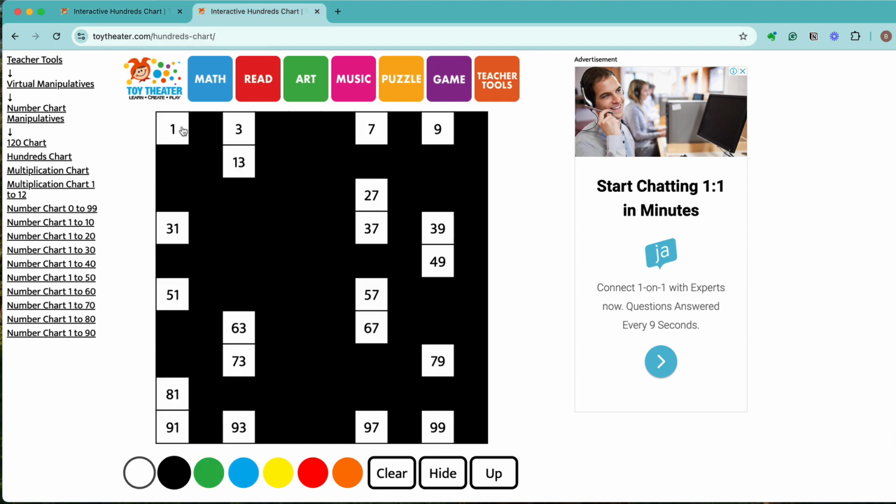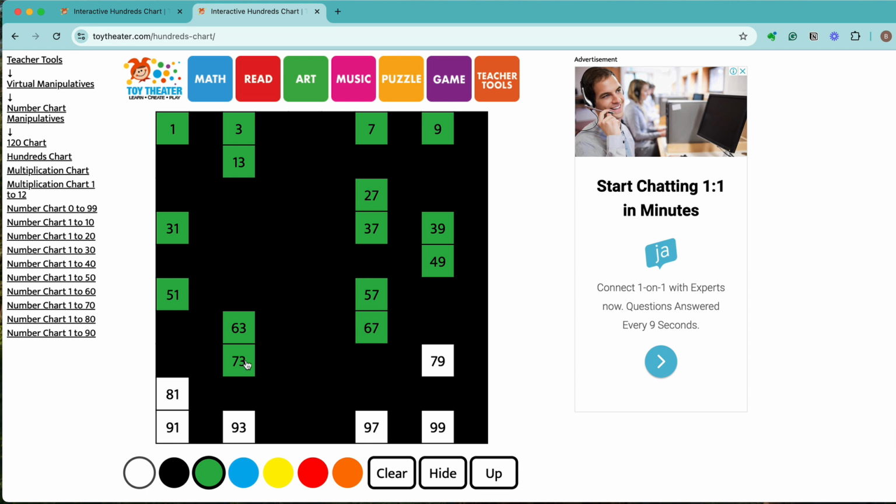Not only that, 101, 103, 107, 109, 113, 131, 127, 137, 139, 149, 151, 157, 163, 167, 173, 179, 181, 191, 193, 197, and 199 are all primes.